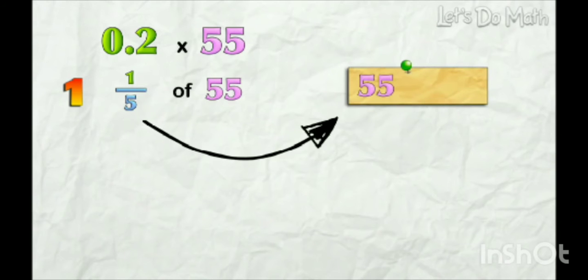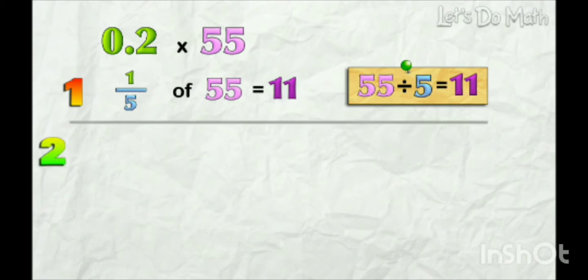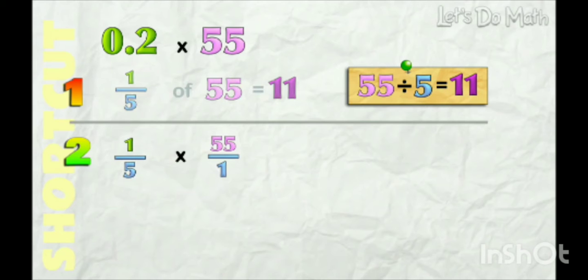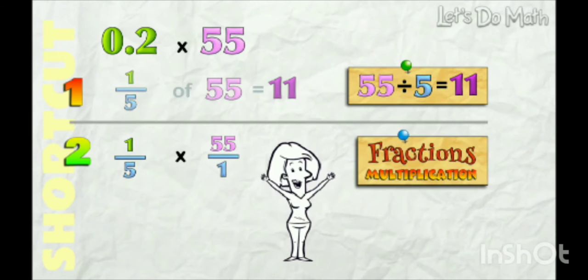First, we could rewrite the problem as 1/5 times 55. We want 1/5 of 55. We can do 55 divided by 5, and that's 11. And here's the second shortcut. If I put that 55 over 1, I can treat this like a fractions multiplication.